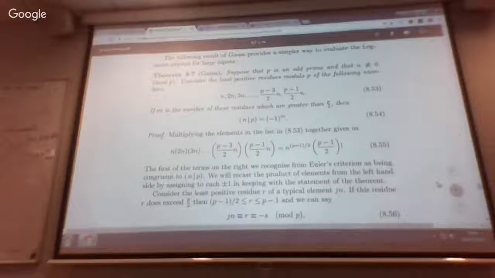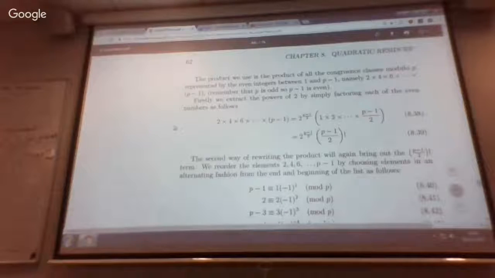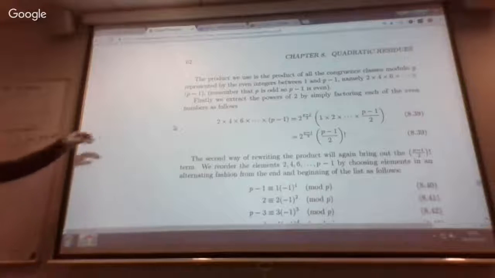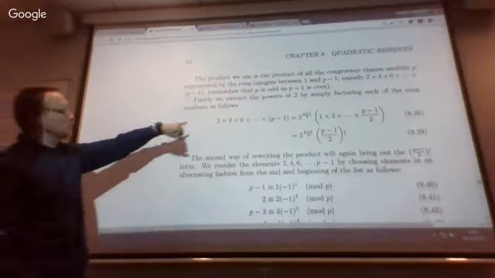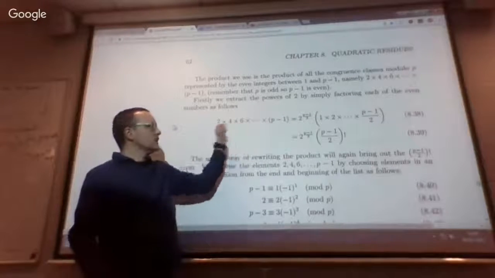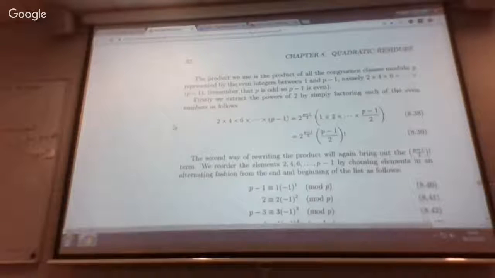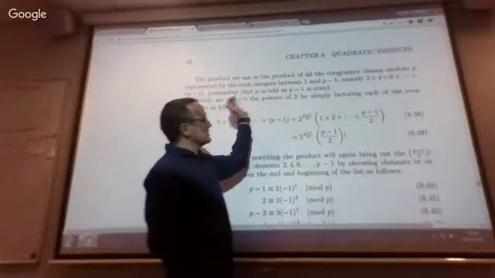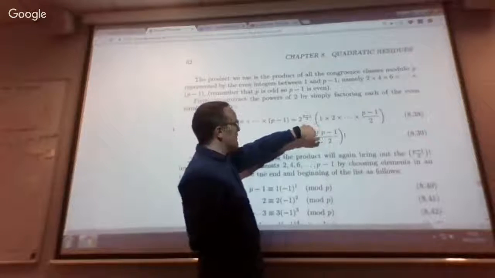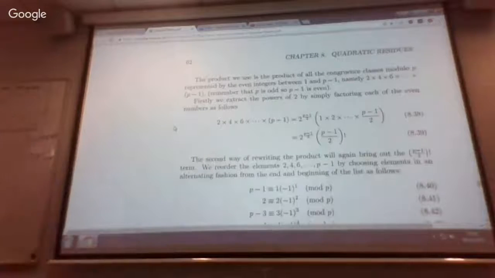The argument used to prove that, I'll just roll back to where we proved that. The way we described it was that we looked at all the even congruence classes modulo p, namely the congruence classes 2, 4, 6, 8, etc., all the way up to the even number p minus 1. And we analyzed the product of those carefully. First of all, it's simply 2 times all the numbers 1 up to p minus 1 over 2, 2 times each of them.